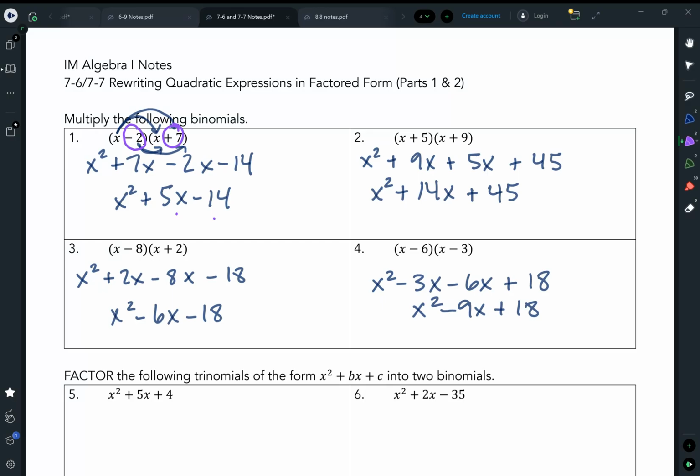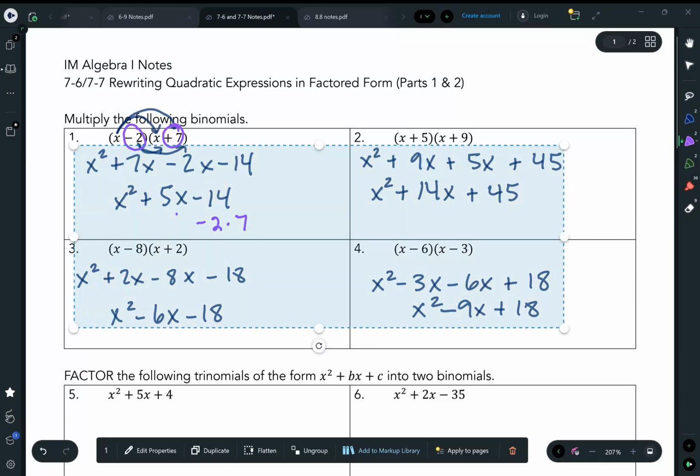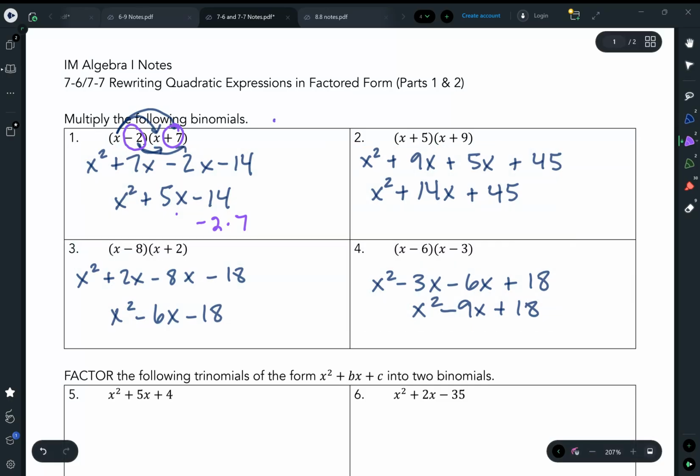What I'm hoping you see is that negative 14 is those two numbers being multiplied. So the negative 2 times 7 is where I get the negative 14 from. This last term is always those two numbers multiplied. Now the middle term, on the other hand, I had 7x minus 2x. So I got the middle term by adding the 7 and the negative 2 together. So that's from negative 2 plus 7, or 7 plus negative 2. Let's see if this pattern holds on the next one.